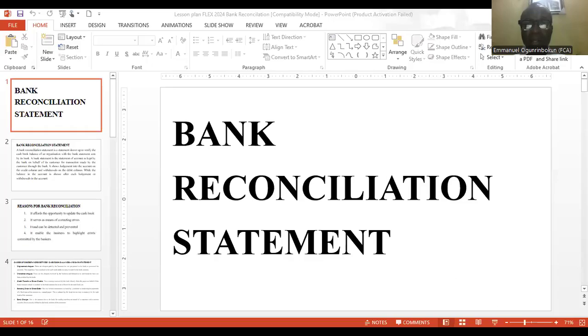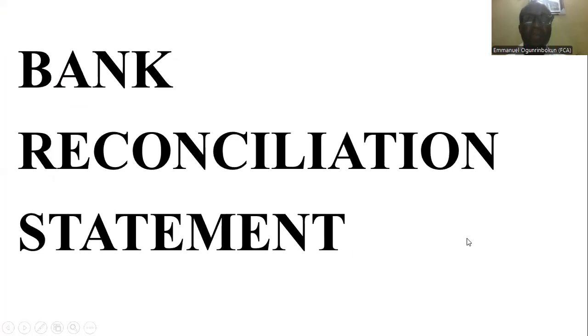Remember, in the last class, we were able to complete the first two modules, which are accounting process and cash transaction. I said in the last class that we'll be going to bank reconciliation statements. Now, as we move to bank reconciliation statements, we'll look at what transactions we need to learn. When we talk about bank reconciliation, it has to do with the word reconciliation.